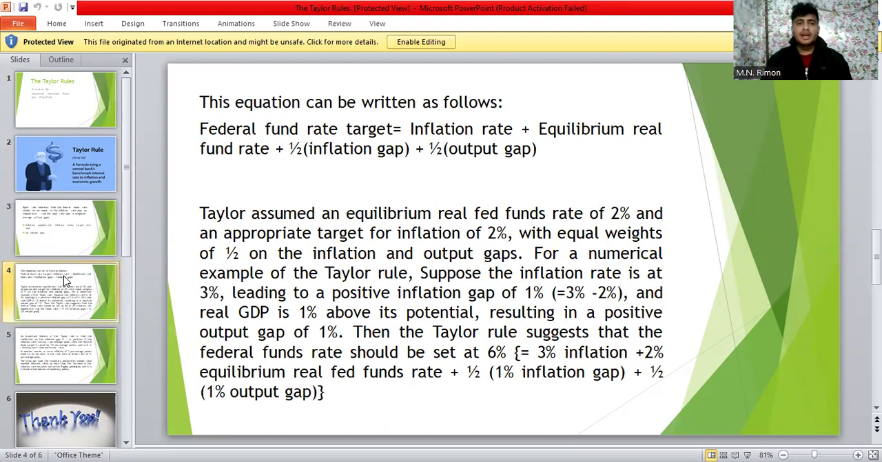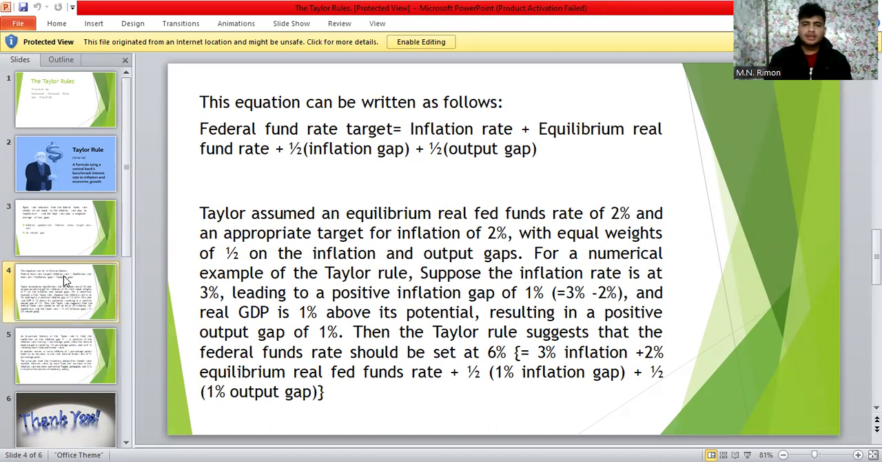So now we can find the federal funds rate target with this equation. The federal funds rate target equals the inflation rate plus the equilibrium real federal funds rate plus half the inflation gap plus half the output gap. Taylor assumed an equilibrium real federal funds rate of 2% and an appropriate target for inflation of 2%, with equal weights of half on the inflation and output gaps.